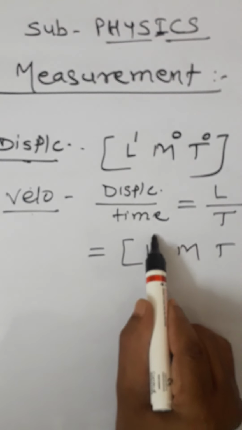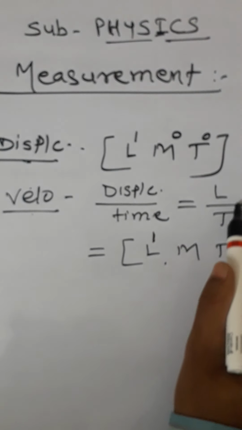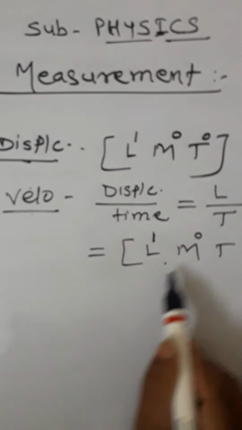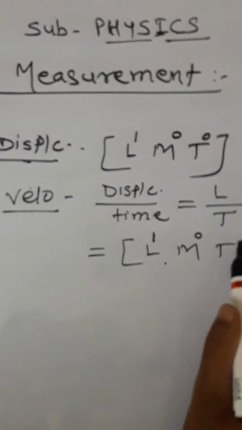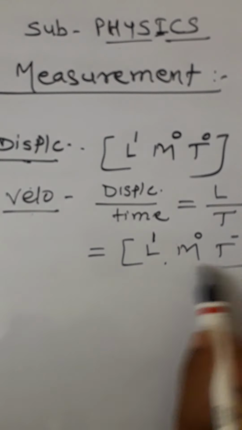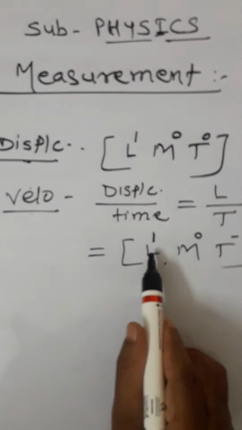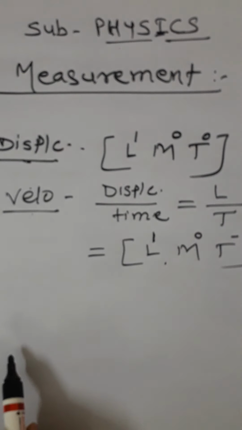Then here L, therefore we have to take here L1. Mass, here is no mass, then take here 0. But here time, which is in the denominator, therefore take upward side, then this is nothing but the -1, and this is the dimension of velocity: L1 m0 t minus 1.